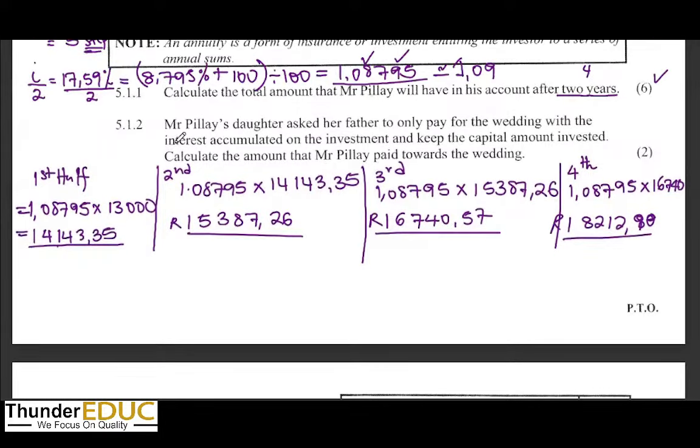All right, then now we look at 5.1.2. Mr. Perry's daughter asked her father to only pay for the wedding with the interest accumulated on the investment and keep the capital amount invested. Calculate the amount that Mr. Perry paid towards the wedding.